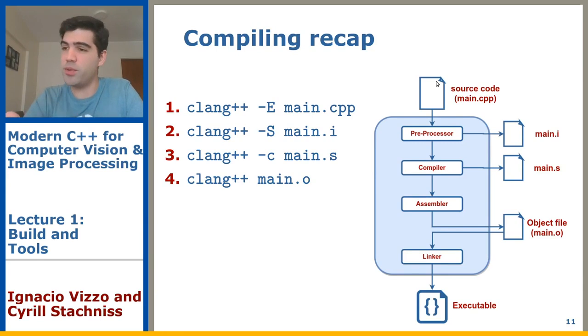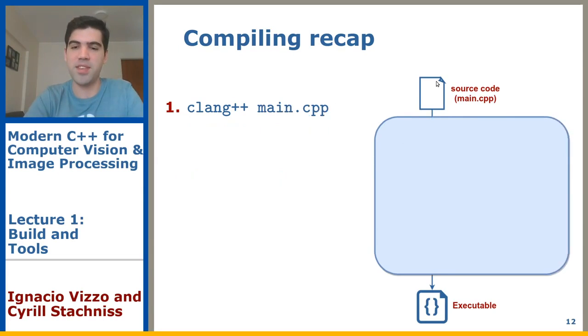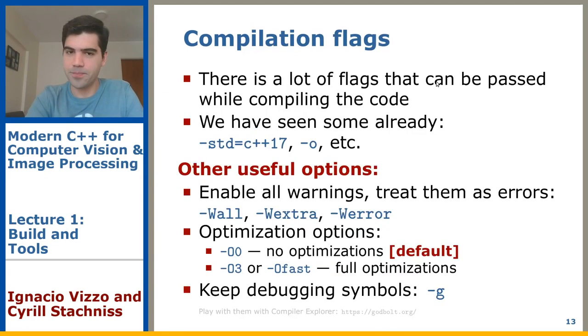Basically, whenever you want to compile a program, you should be doing 4 commands. Hopefully it's much easier, but this is basically what's going on behind the scenes. And if you do clang++ and then main.cpp, that is the simplest one. Basically, all these steps are happening, but just behind the scenes, right?